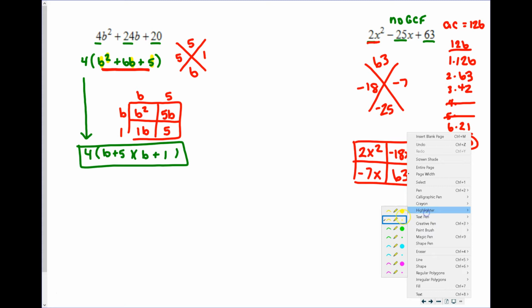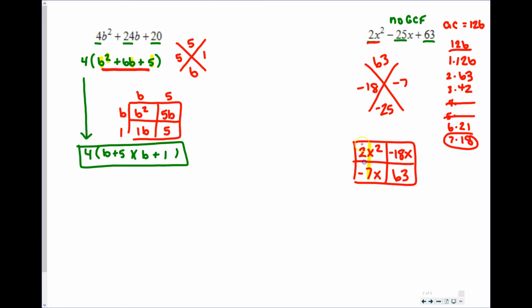So I'm going to use the highlighter, and I want to find the GCF of this, and I want to find the GCF of that. So I'm going to start with this one. 2x and 7x only have an x in common. 2 and 18 have a 2 in common.